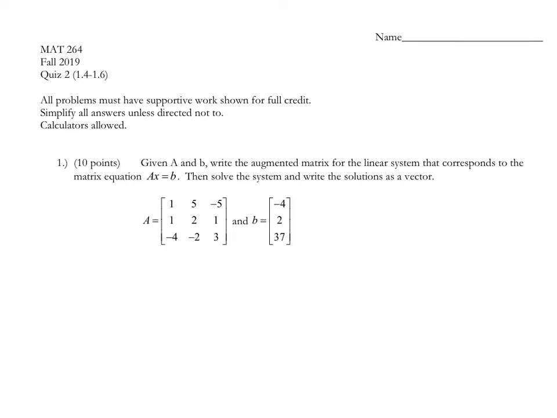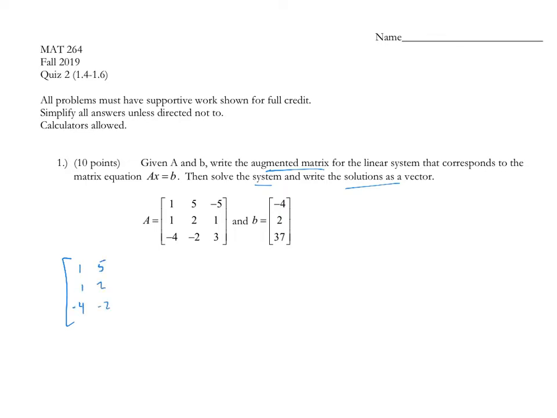Hi everyone. In this video we are going to go through the solutions to quiz number 2. The first problem, we were given a matrix and a vector. You have to write an augmented matrix for which linear system corresponds to the matrix equation Ax equals b, and then solve the system, write the solution as a vector. And as in most cases, 80% of the time, we're going to augment and perform some row operations.